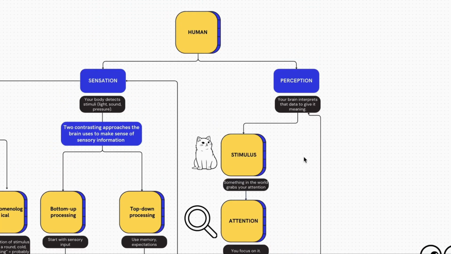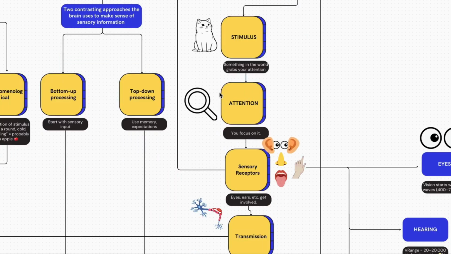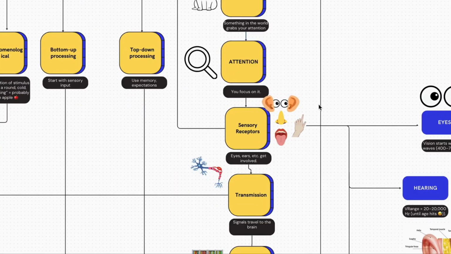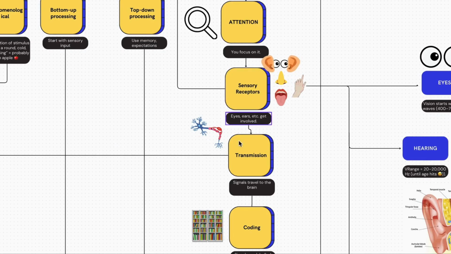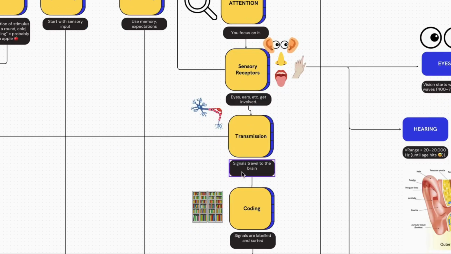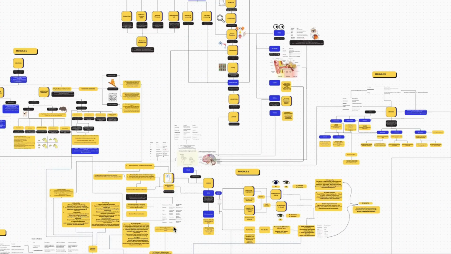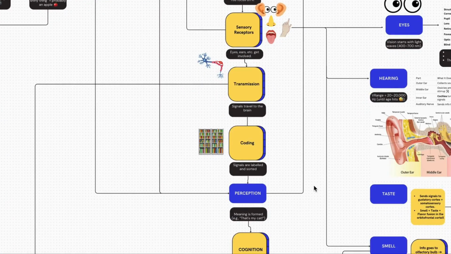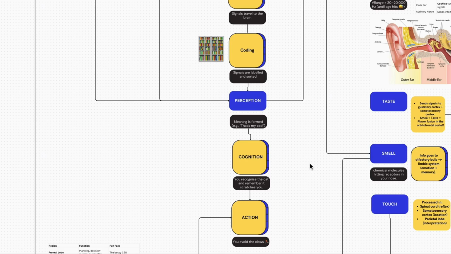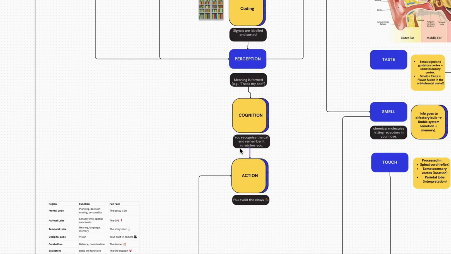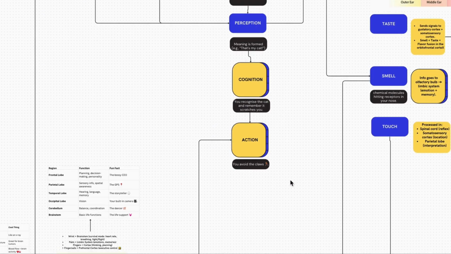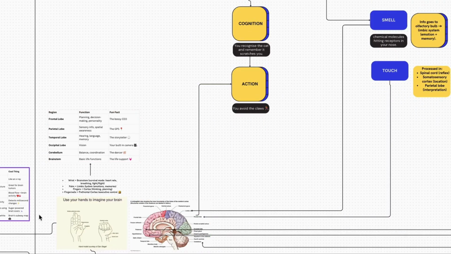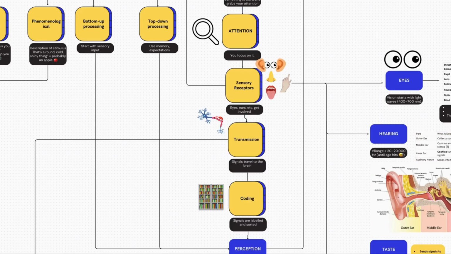And now we're going to talk about perception. How does this work? There's a stimulus. You see something, for example, a cat. Then the second thing your brain does is notice, so you focus on it. Sensory receptors, basically your eyes, ears, nose, tongue, and touch, are all involved. Then they send the message, which is transmission. It travels to the brain. We learned about neurons before, and that's basically our communication channel. After transmission, it is coded: signals are labeled and sorted. Then we perceive, meaning is formed, and it changes to cognition. You recognize the cat and remember it's going to scratch you, so now you take action and try to avoid the claw. This is all what we studied before.